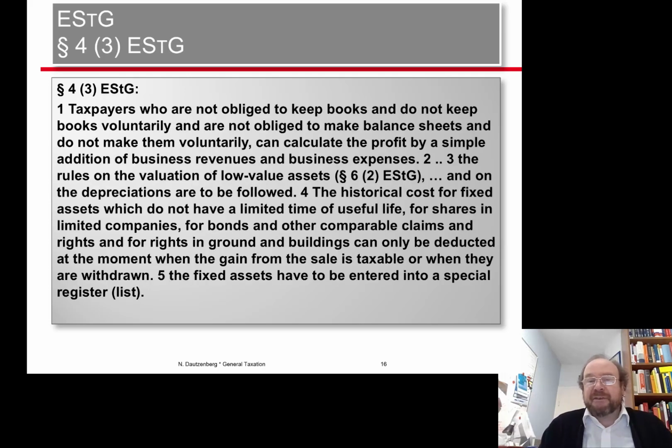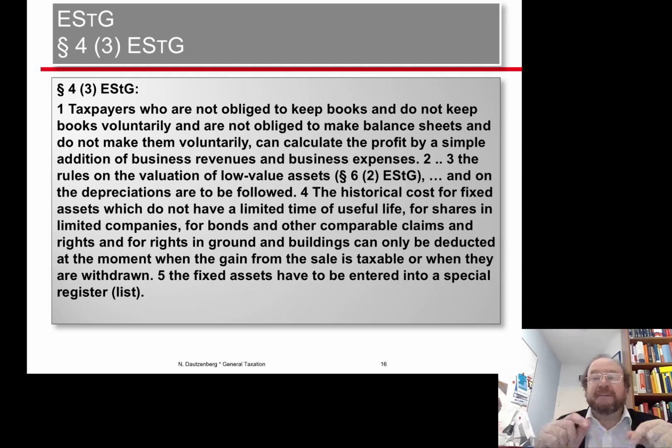Paragraph 4, section 3, EStG says taxpayers who are not obliged to keep books and do not keep books voluntarily and are not obliged to make balance sheets and do not make balance sheets voluntarily. So taxpayers who would have to make up a balance sheet just for the purpose of taxation. These people can calculate the profit by a simple addition of business revenues and business expenses.